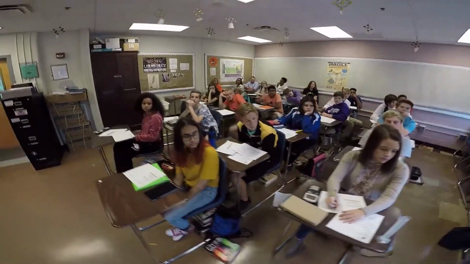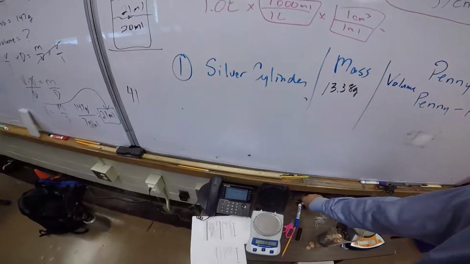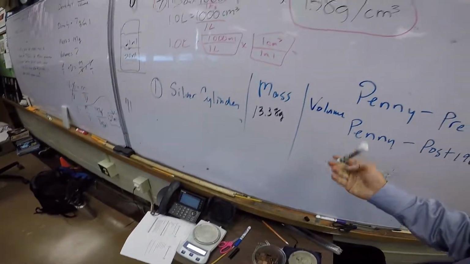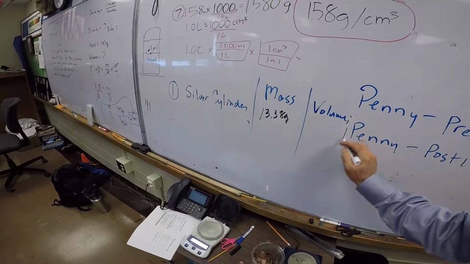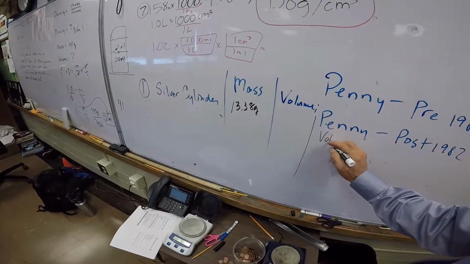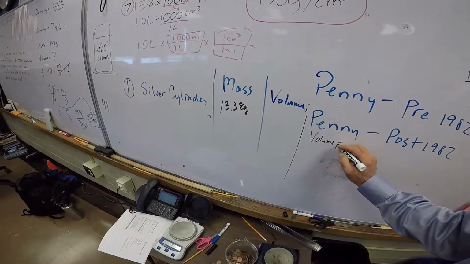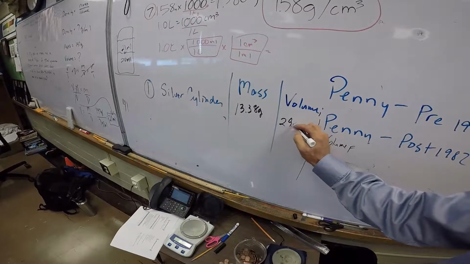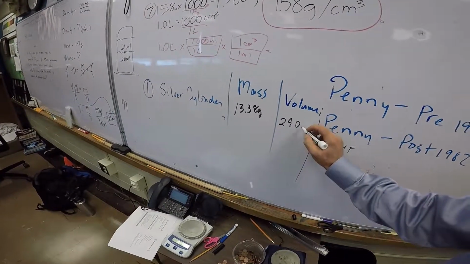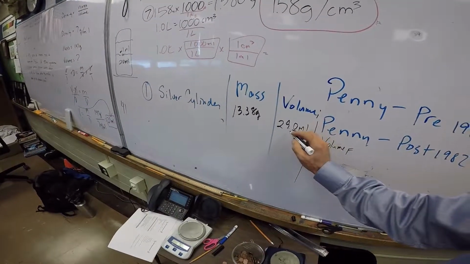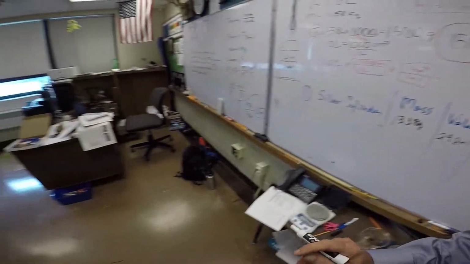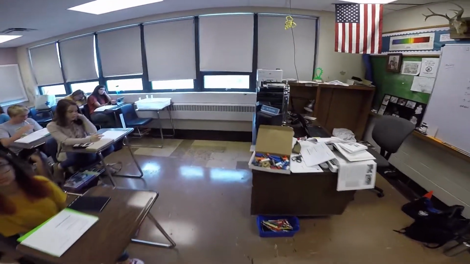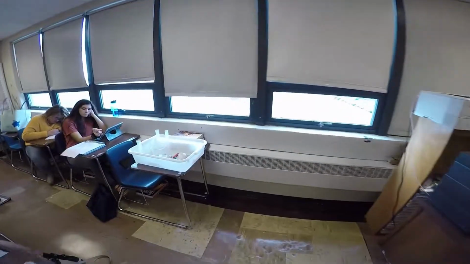When you write that on your volume chart, there's a volume chart that says initial, I, and then there's a volume chart that says final. So I'm going to say 29.0. Make sure you are measuring correctly. I will judge you on that if you're not measuring the graduated cylinder correctly.